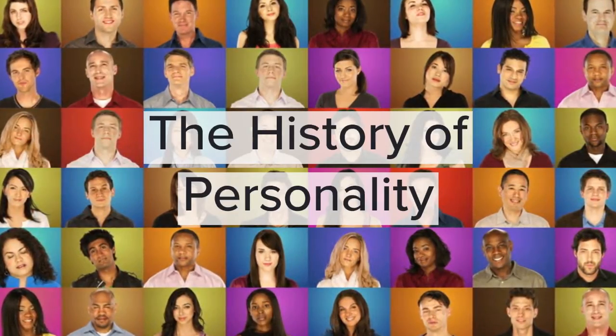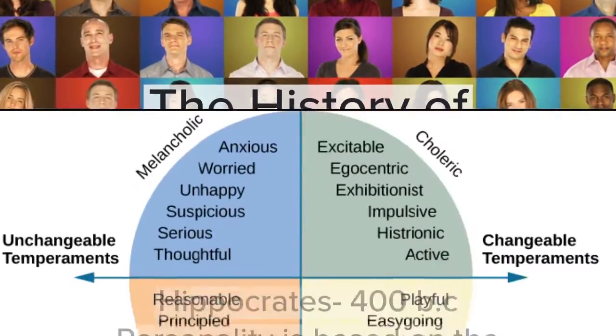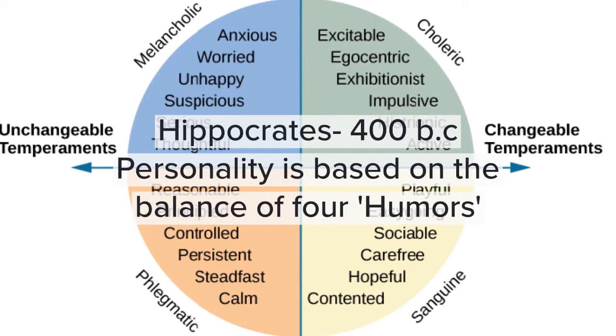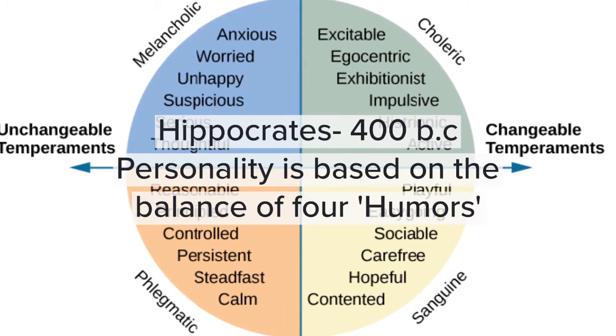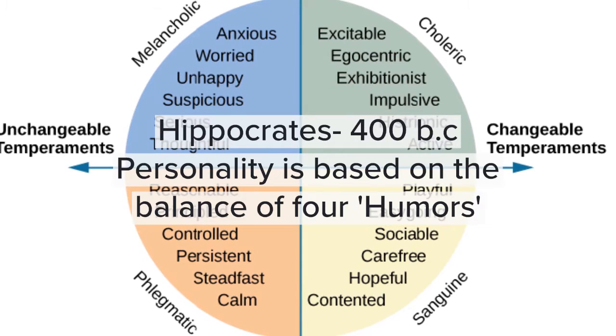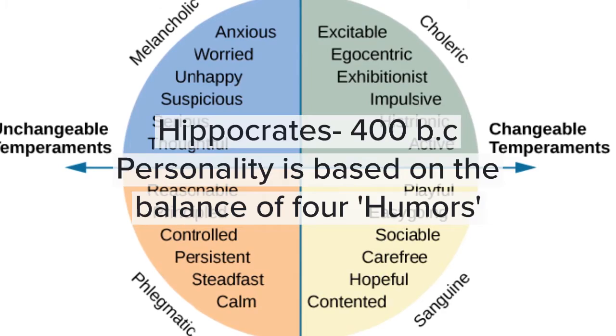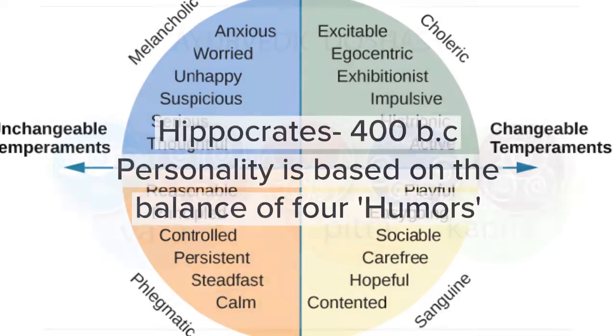Today we'll be talking about the history of personality in psychology. There have been many differing opinions on what influences personality throughout the world and throughout time. One example is Hippocrates, who thought that physiology determined personality. He thought that personality was based on your balance of phlegm, blood, and yellow and black bile.